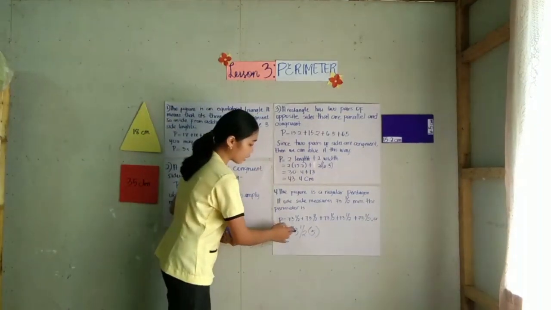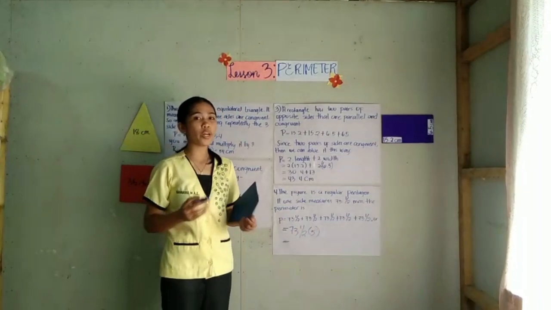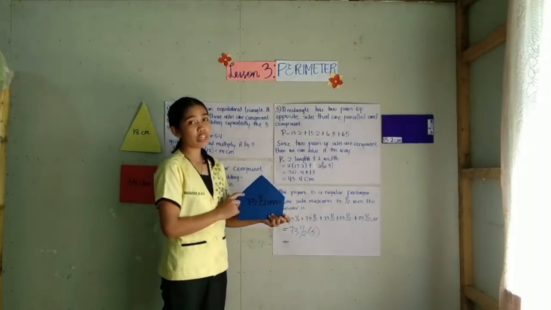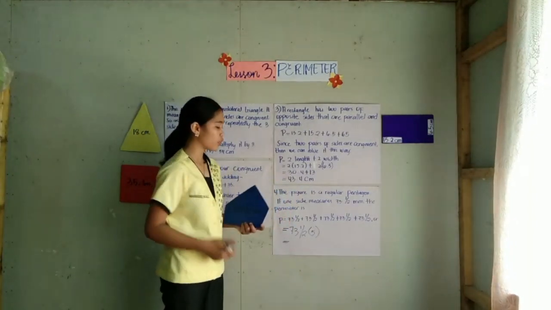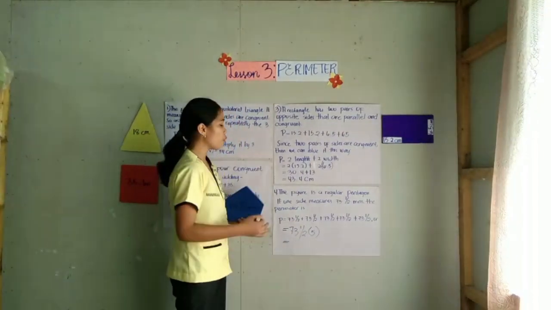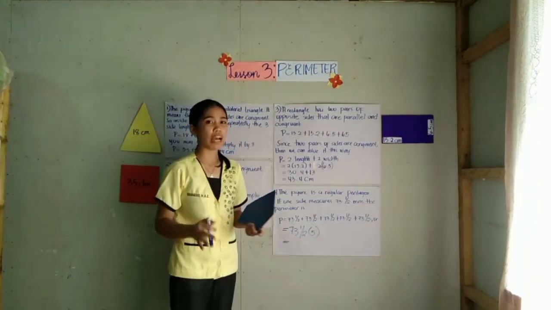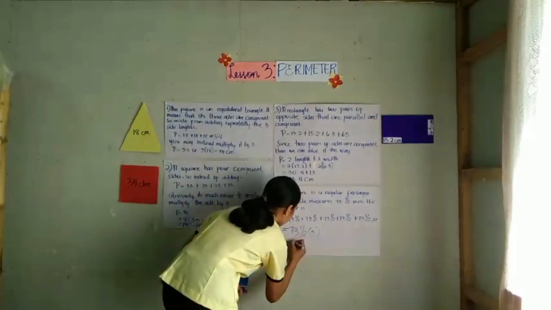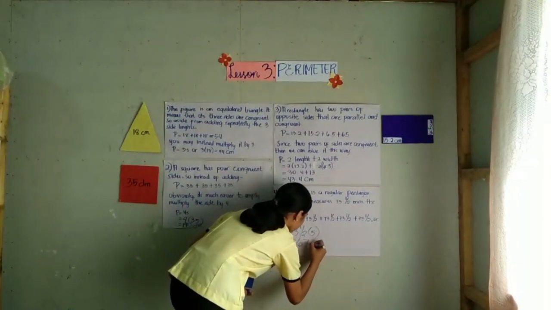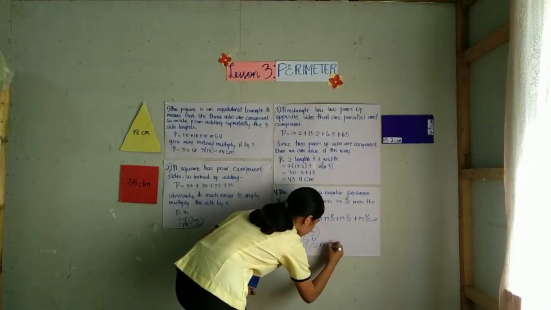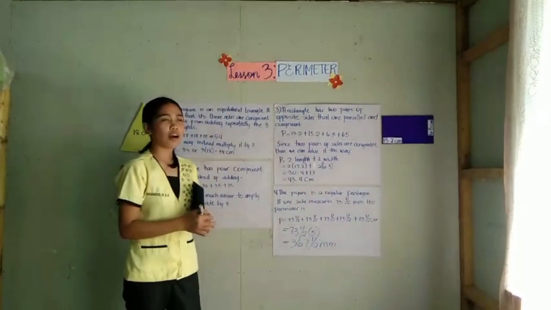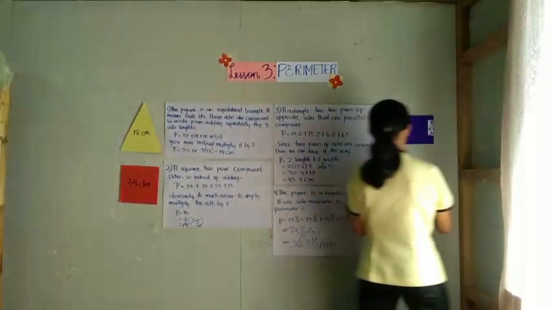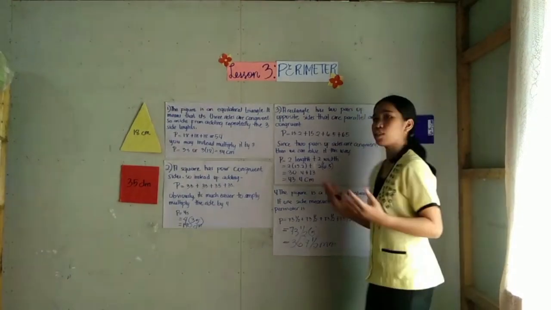So 73 and 1/2 times 5. So where did we get the 5? 5 because this figure has 5 sides, each equal to 73 and 1/2. Therefore, we will multiply 73 and 1/2 by 5. And the answer is 367 and 1/2 mm. So by doing it this way, it's so easy and it's not long for us to write the formula. So that's all for perimeter.